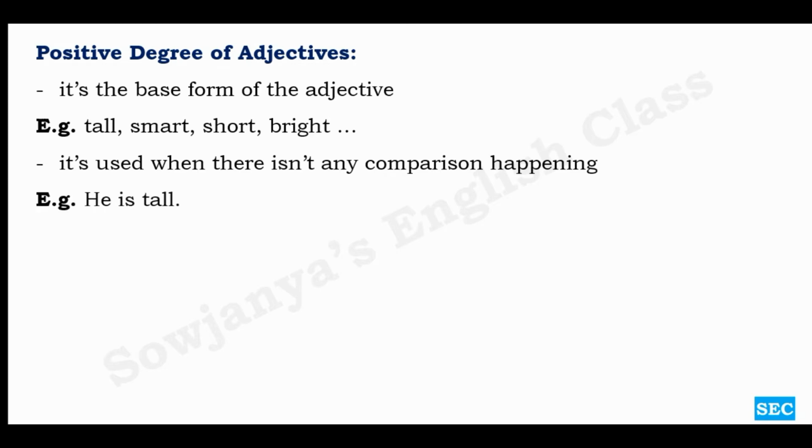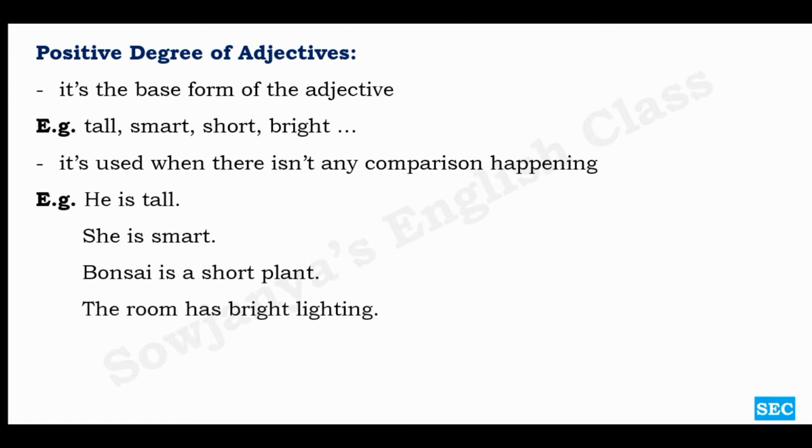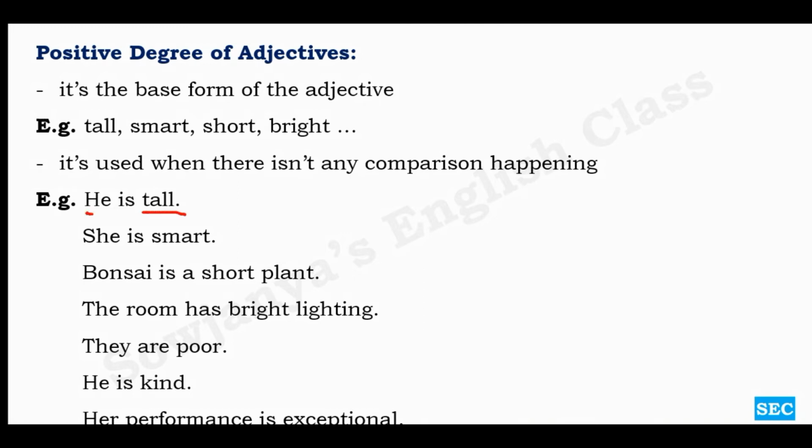For example, he is tall. She is smart. Bonsai is a short plant. The room has bright lighting. They are poor. He is kind. Her performance is exceptional. He is tall. Then who? No, we don't have any other noun or pronoun in this sentence. We are simply saying that he is tall. That's it. We are simply describing. This adjective is describing the pronoun he. That's it.